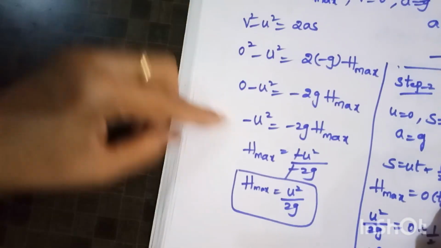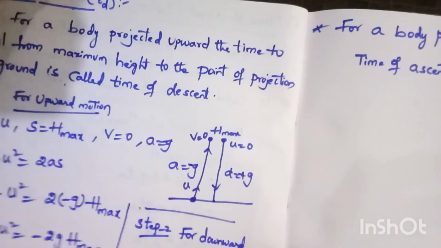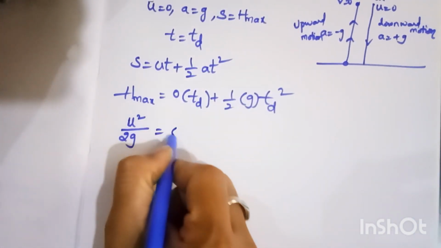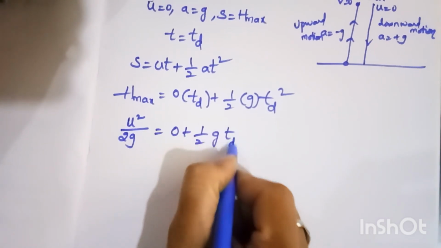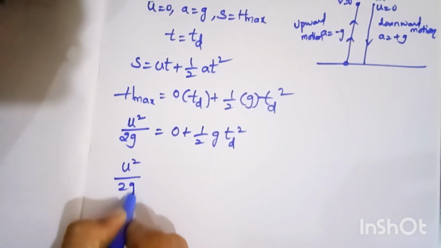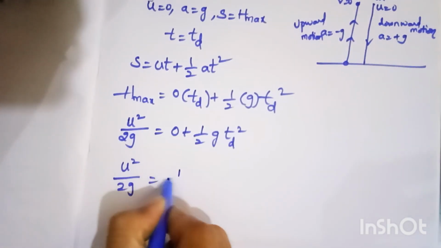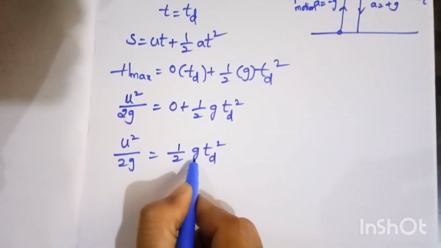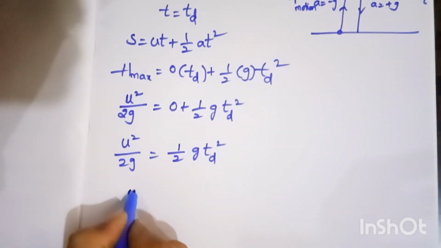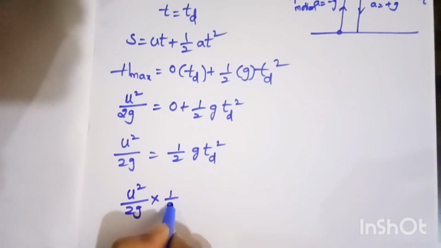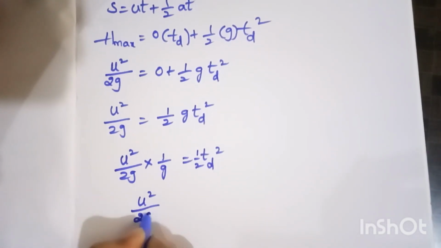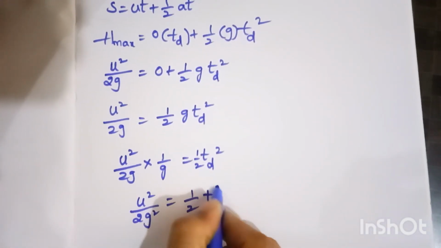As we solved here, h equals u square by 2g in step 1 for upward motion. Here, 0 into anything is 0, plus half g td square. So u square by 2g equals 0 plus anything will be anything itself, half g td square. Now the g is multiplying, so I am sending it to the left hand side, it will divide: u square by 2g square is equal to half td square.